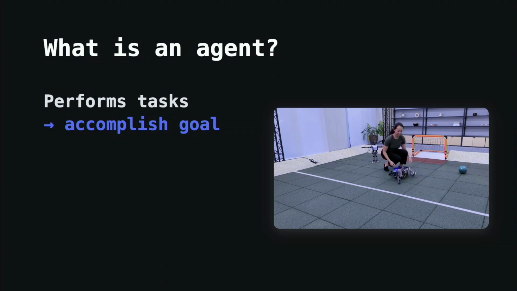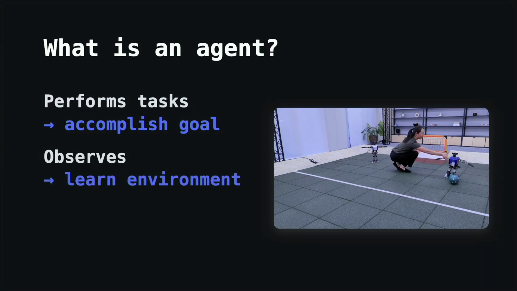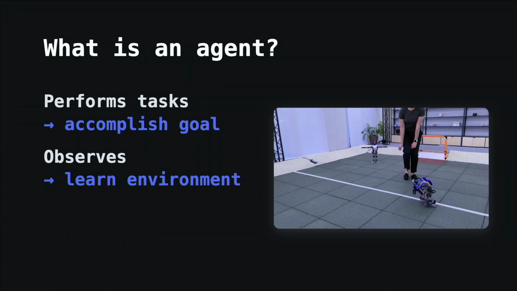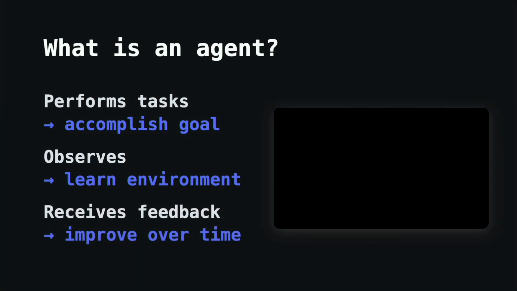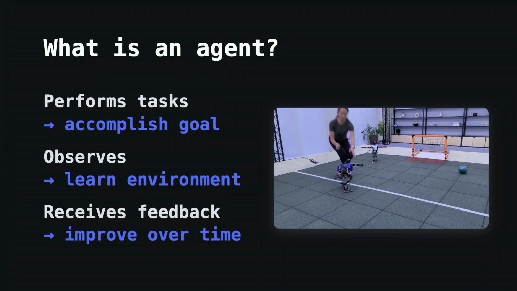What is an agent? An agent, which is all the rage right now in AI, is something that performs tasks in order to accomplish a goal, such as this robot trying to kick the ball in. It's also something that observes the environment and learns a model of how the environment works. It also receives feedback so that it could improve over time. It could realize that it made a mistake in doing one action, so when it tries to do that again in a similar state, it will avoid doing the bad action.